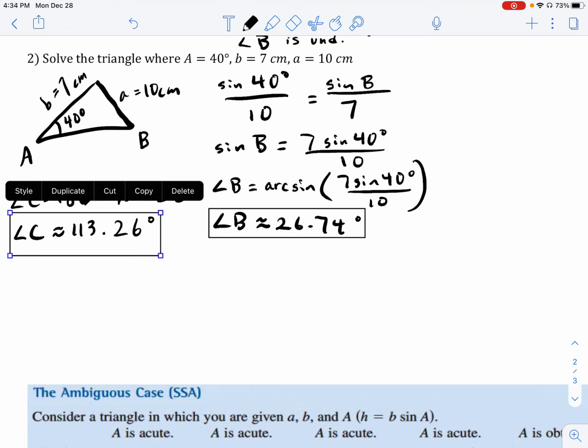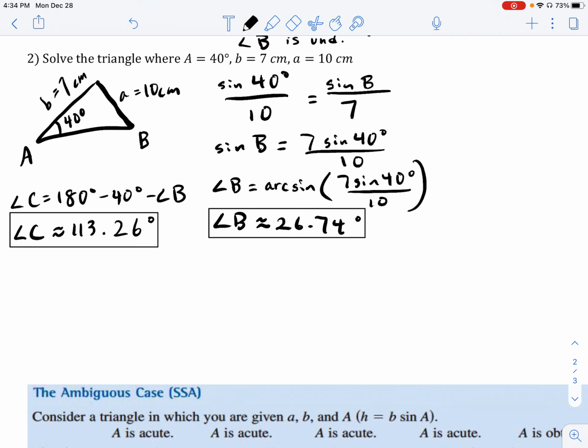So we've just gotten that. And so now that we've figured out angle B and angle C, all that's missing is for us to find side C. So we're going to say, all right, side C is this side over the sine of the angle we just found, so 113.26 degrees. And we want to set it equal to the ratio of the other sides.